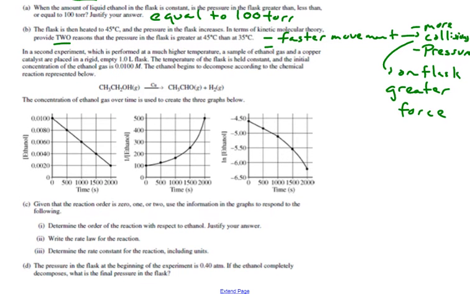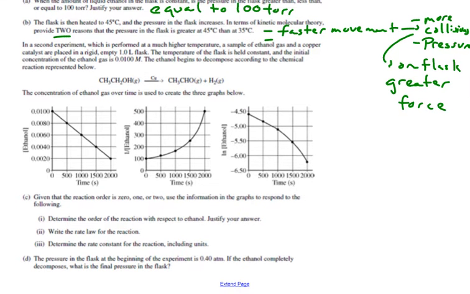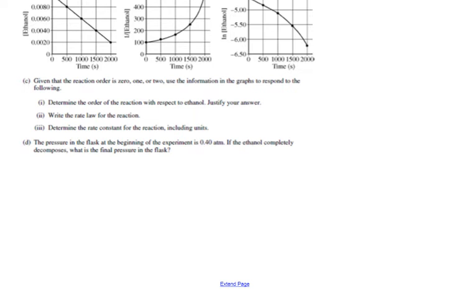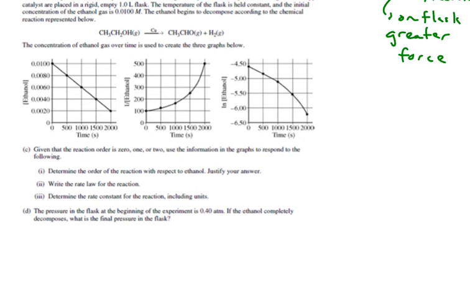In the second experiment, which is performed at a higher temperature, a sample of ethanol gas and a copper catalyst are placed in a rigid, empty 1 liter flask. The temperature of the flask is held constant, and the initial concentration of the ethanol gas is 0.01 molar. The ethanol begins to decompose according to the equation below. Concentration of ethanol gas over time is used to create three graphs below. So here we are. C, given the reaction order is 0, 1, or 2, use the information in the graphs to respond to the following.